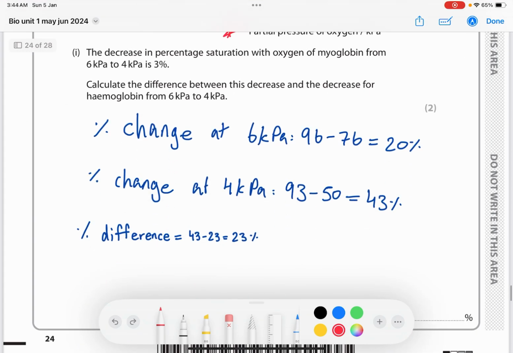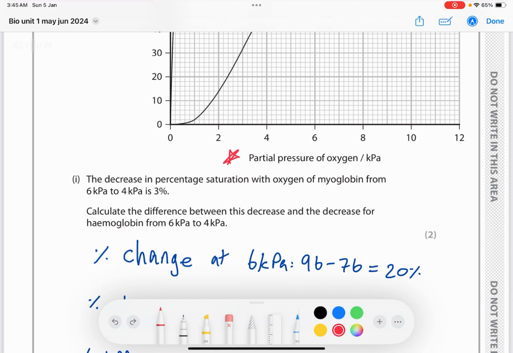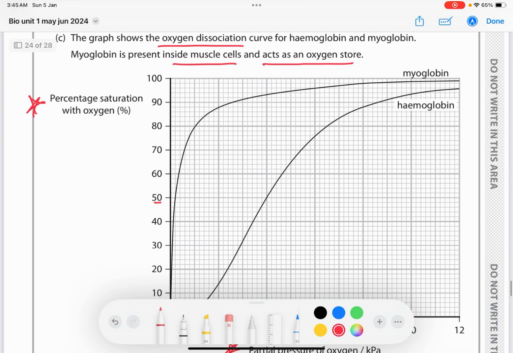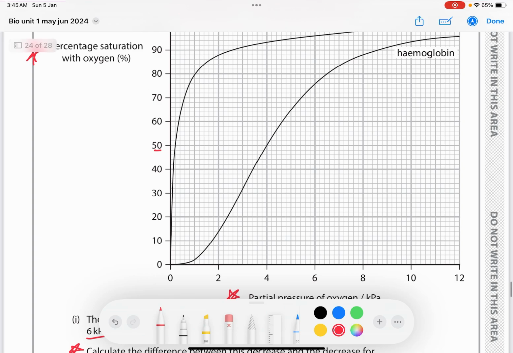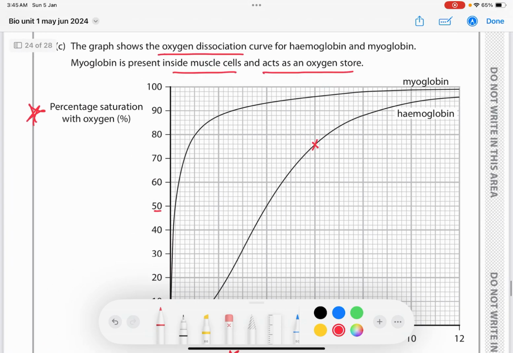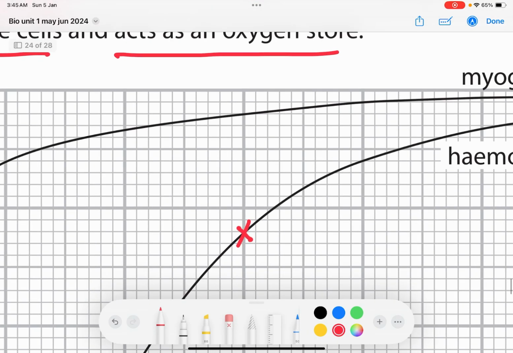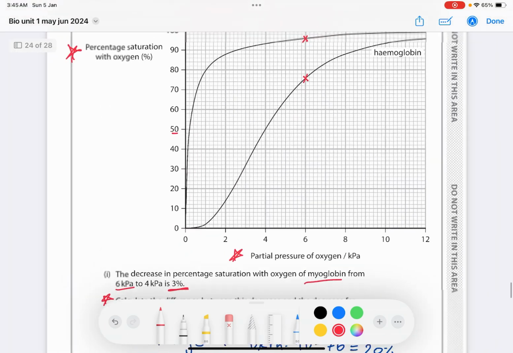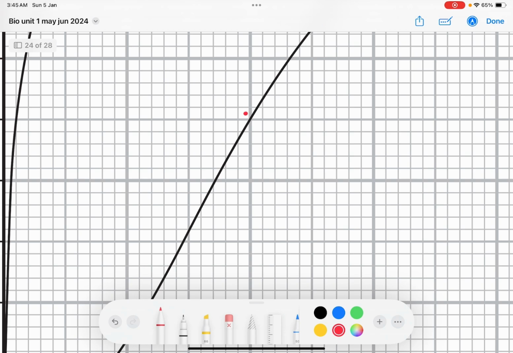Let us see. The decrease in percentage saturation with oxygen of myoglobin from 6 kilopascal to 4 is 3%. Now they're asking us to calculate the difference between this decrease and the decrease for hemoglobin from 6 to 4 kilopascal. So that is very easy. Over here we have 6 kilopascal, which is right over here. We're comparing both hemoglobin and myoglobin, right? And 4 kilopascal right over here.